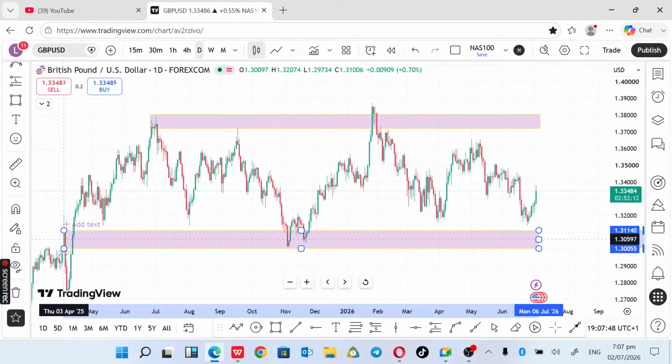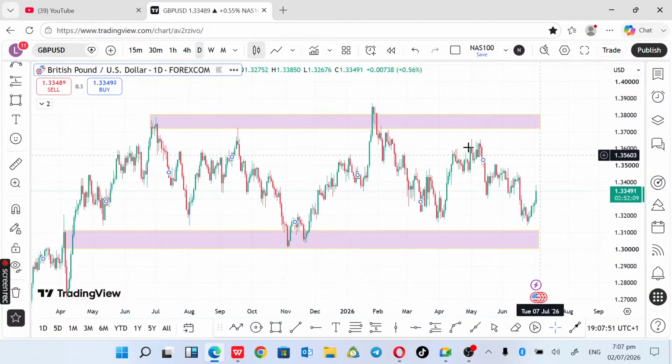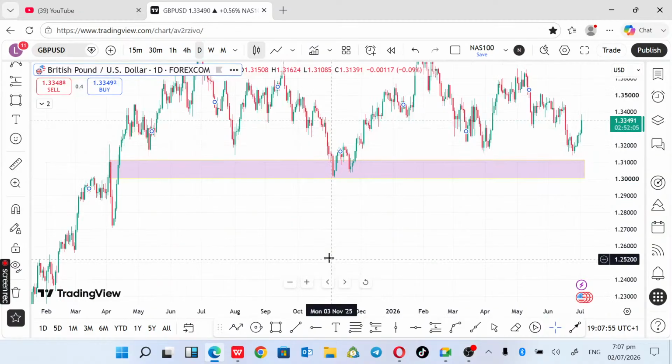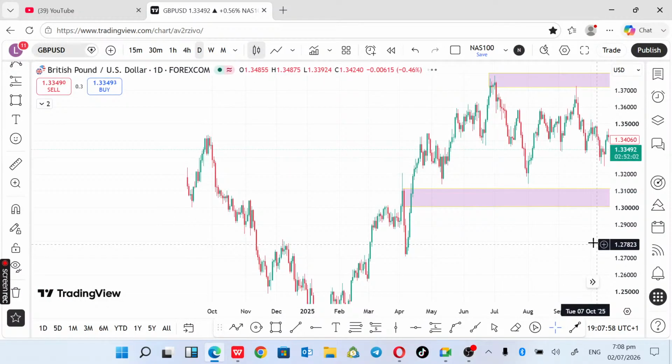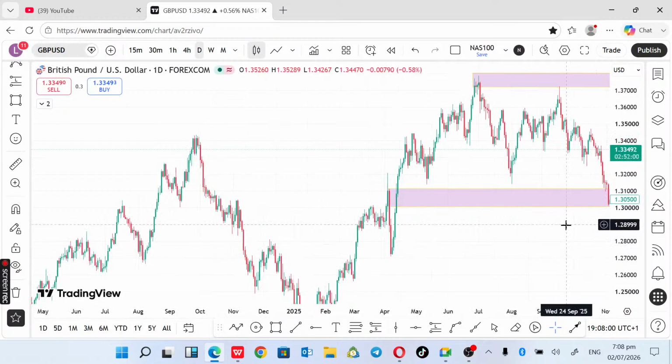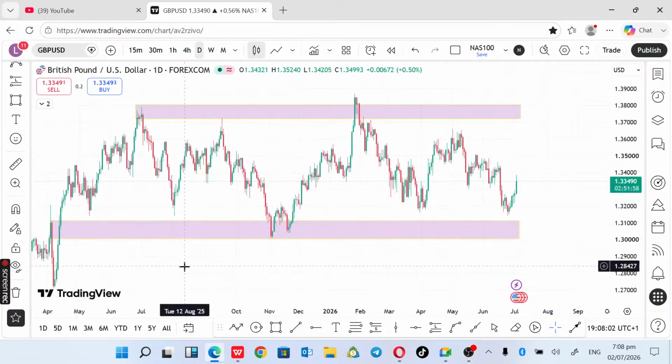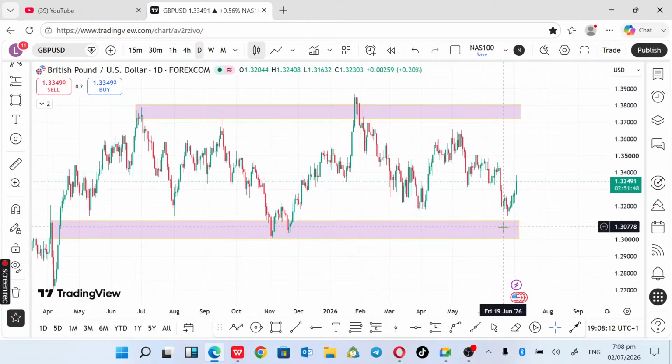So based off of this, if you know your structure, you can tell that this market was pushing up. Look at it, it was pushing up. Then it got to a point where it started to struggle. That's why we see this range. That's what the market is doing now. It's ranging. So we have a ranging market here.